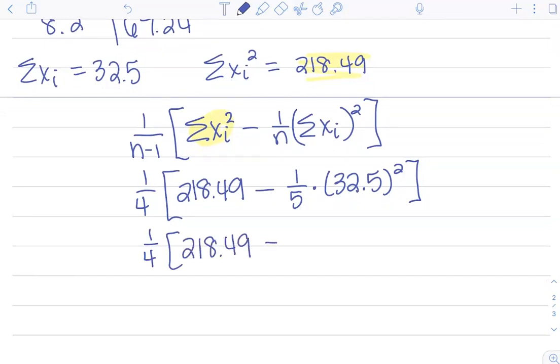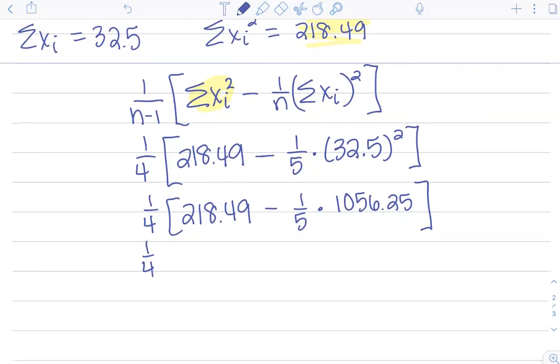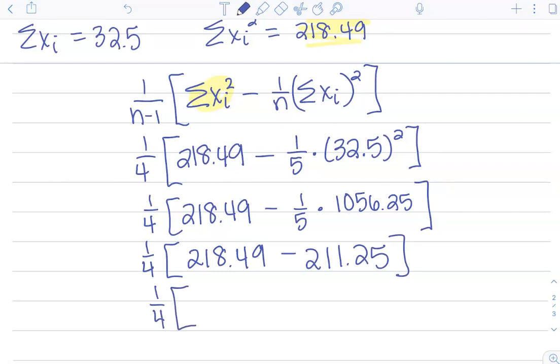So using order of operations, I will go ahead and do my exponents here. So 32.5 squared is 1056.25. And then we'll do our multiplication here. Multiply that by 1/5. So we have 1/4 times 218.49 minus, that's 211.25. Then we can work inside my parentheses. So 218.49 minus 211.25, that's 7.24. And now we see where we ended up getting to the same final step to get 1.81.